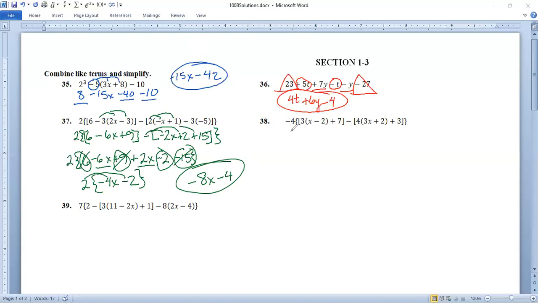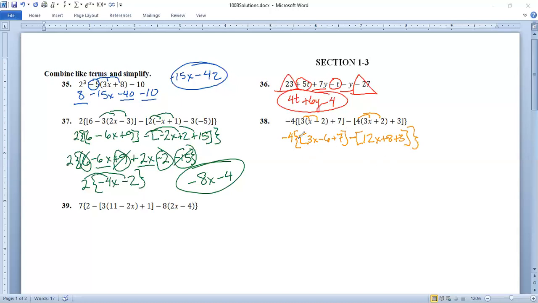Okay, let's do the same thing. Number 38. Start from the inside out, take care of the parentheses. So we get -4 brace, bracket, 3x minus 6 plus 7, minus bracket, the parentheses here, 12x plus 8 plus 3, bracket, and then brace.